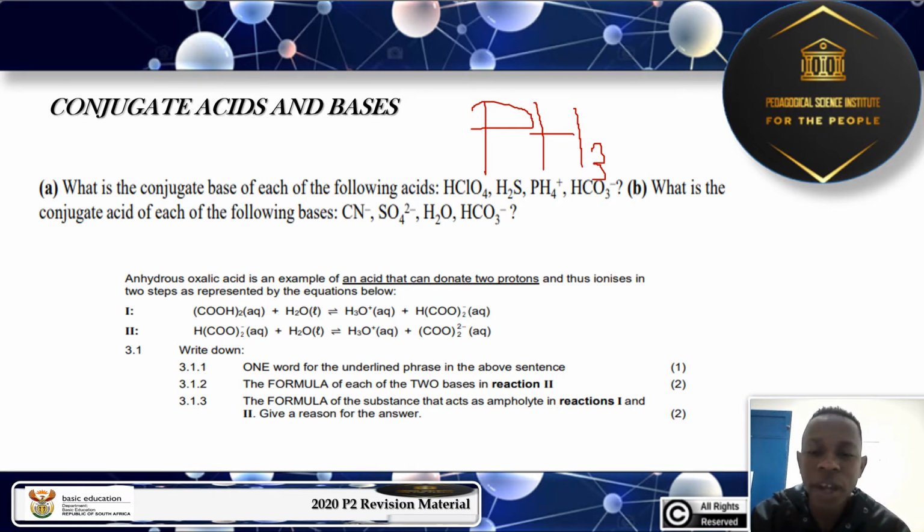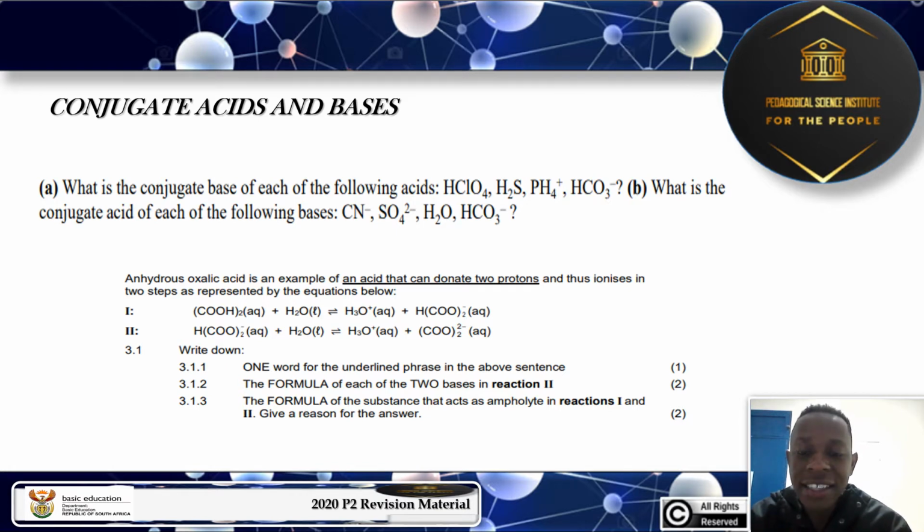Let us do the last one, which is HCO3 minus. Only 1 H. It's going to donate that H, because it's an acid. So as only 1 H is going to donate, we are going to have CO3.